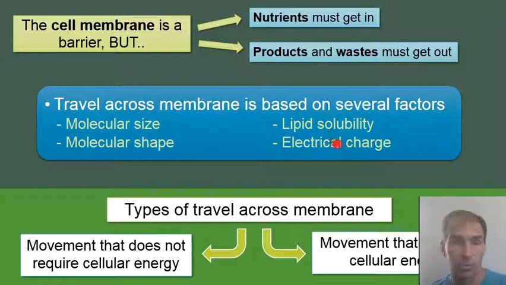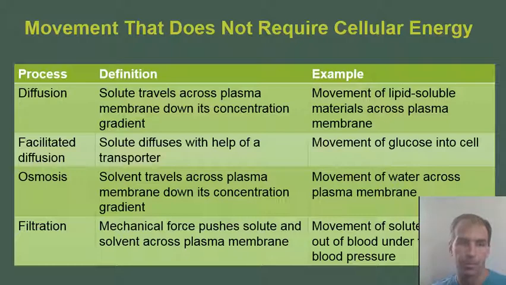Electrical charge is going to play a role. Some things that are neutrally charged, like some gases, will pass easily through the cell membrane. Other things will not. And so understanding that there are some of these factors, similar to the house and doors and windows, that are going to affect how well certain things pass through the cell membrane.